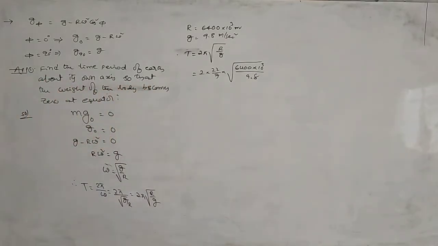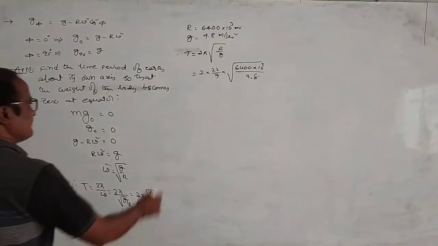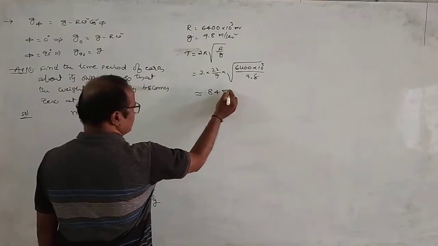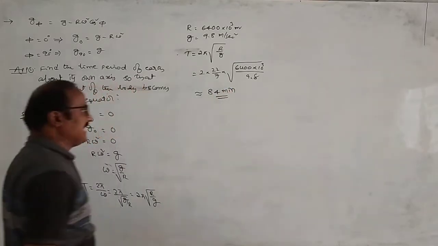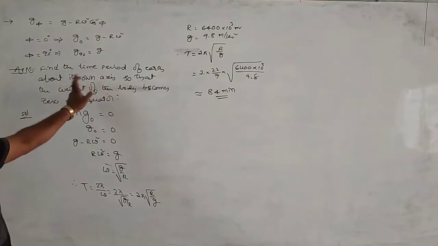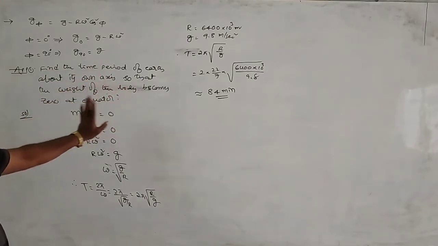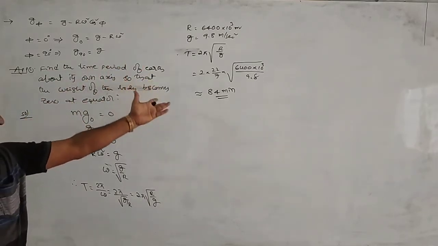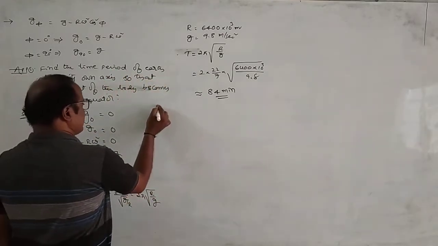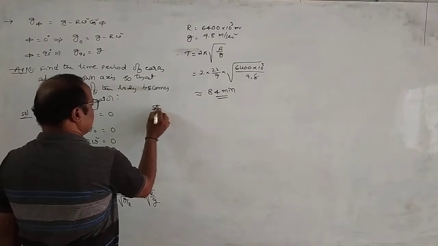On solving this value, it is approximately equal to nearly 84 minutes. Okay? Nearly 84 minutes. So to find the time period of earth about its own axis so that the weight of the body becomes 0 at the equator, T is equal to 84 minutes. Next, one more example.